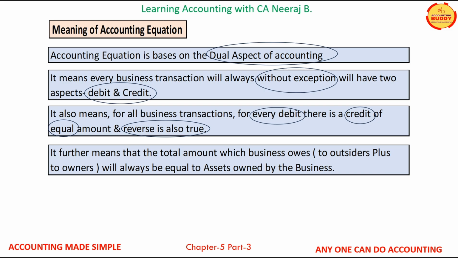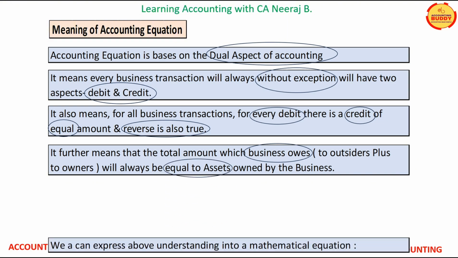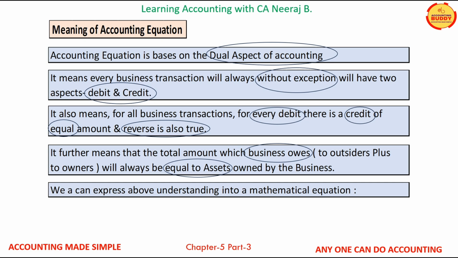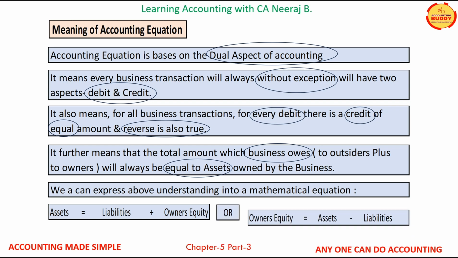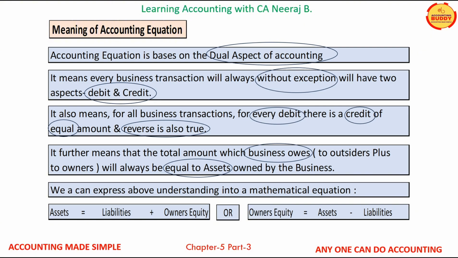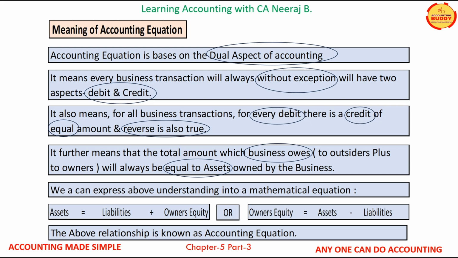It also means that the total amount which the business owes to the outsiders plus the owners will always be equal to the assets owned by the business. We can express this understanding in a mathematical equation displayed on your screens. Assets are always equal to liabilities plus owner's equity, or this equation can also be expressed as owner's equity is equal to assets minus liabilities. This relationship is known as the accounting equation.